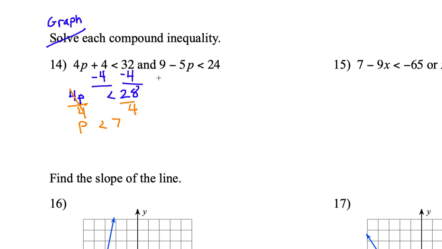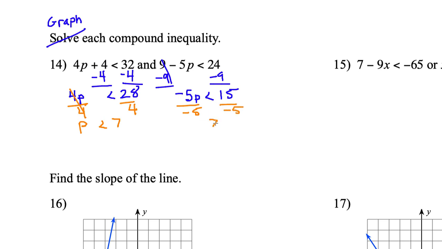So on this one, I'm going to subtract 9, subtract 9. That's going to cancel out those 9s. I'm left with negative 5p is less than, this is going to be 15. And now I'm going to divide by a negative. Dividing by a negative is one of the two things that will flip the sign. Multiplying or dividing by a negative will flip the sign. So dividing by negative 5.